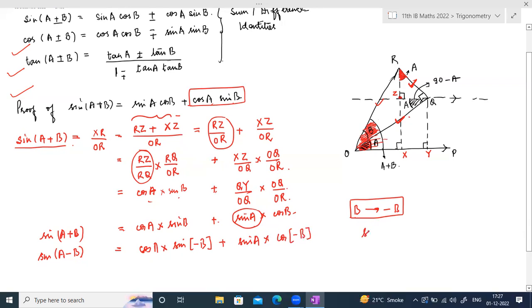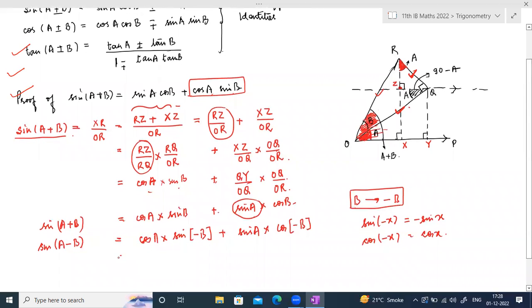And we know that sine of minus x is equal to minus sine x from the unit circle. And cos of minus x doesn't have any impact. It remains cos x. Therefore, we get a new identity. I will write this term first because this is positive. We get sine A cos B minus cos A sine B. This is sine A minus B.